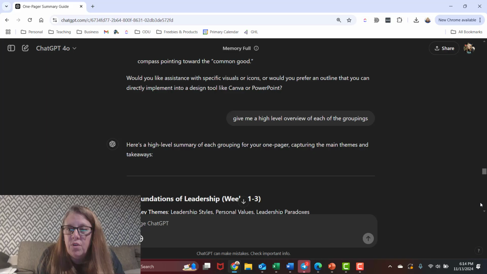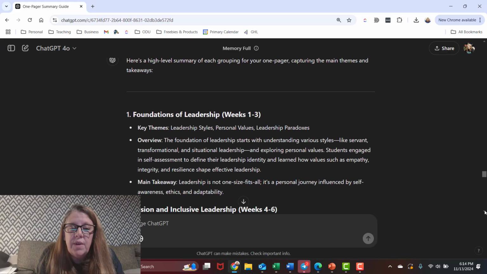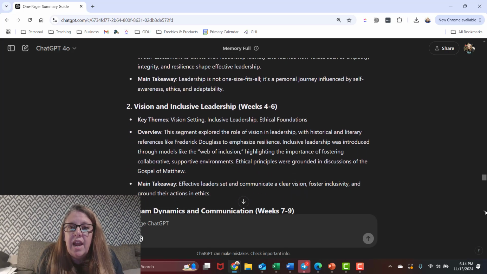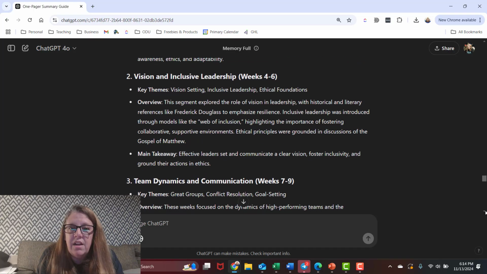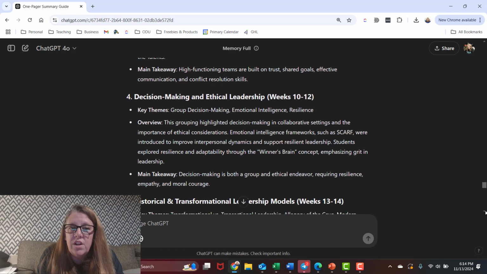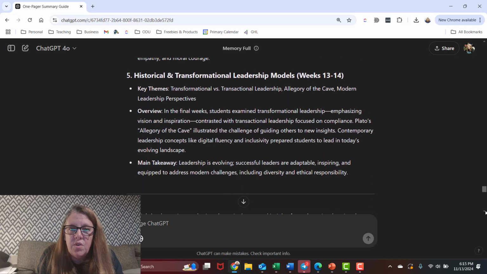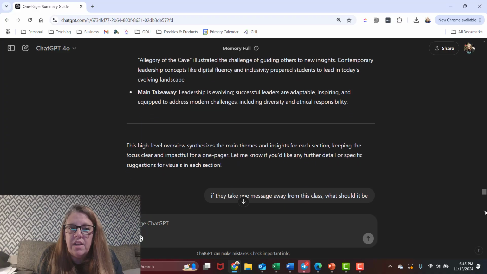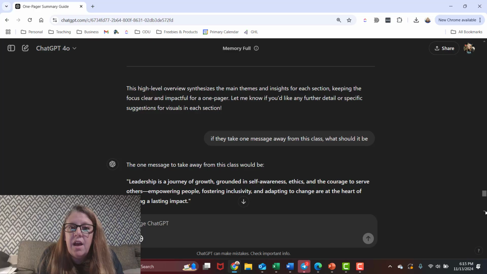Give me a high-level overview of each of these groupings. So it came back and it said that weeks 1 through 3, which it called Foundations of Leadership, here's the key themes that you talked about in this week. Here's an overview, which is a lot of text in my mind. And then here's the main takeaway from those 3 weeks. And it did the same for the next set and then the next set. And so you could see it chunked these out. And I believe there's 5 total sections where it talks about here's the key themes, here's the overview, here's the main takeaway. And I'll show you in a minute what I did with that insight and that information.